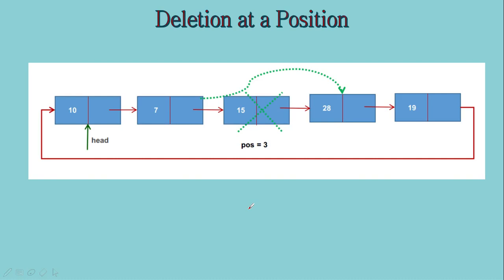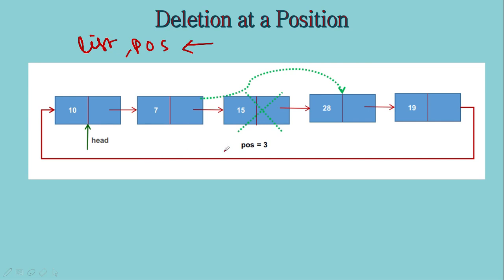Hi, let's discuss deleting a node at a given position in a circular linked list. Let us consider a circular linked list with 5 nodes, and we want to delete the node at position 3. The input is the list and the position where we have to delete, and this function should return the value in the node that is getting deleted. So here we expect the function to return 15.